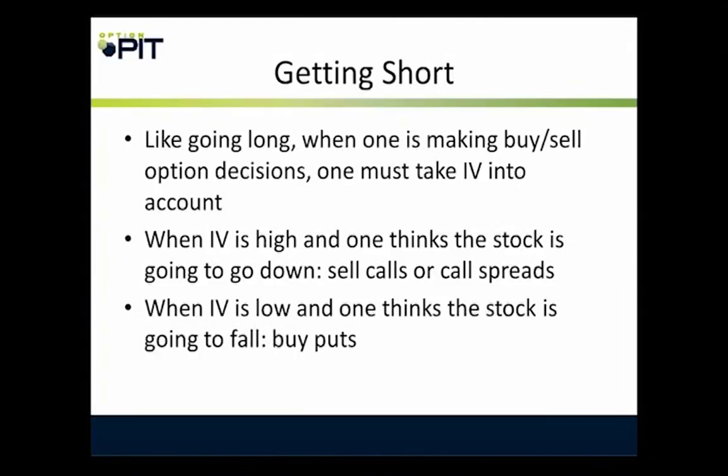All right, so now getting short, very similar. When IV is high and one thinks the stock is going to go down, or not go up, sell calls or a call spread, typically a call spread. When implied volatility is low and one thinks the stock is going to fall, you buy puts. Pretty simple.